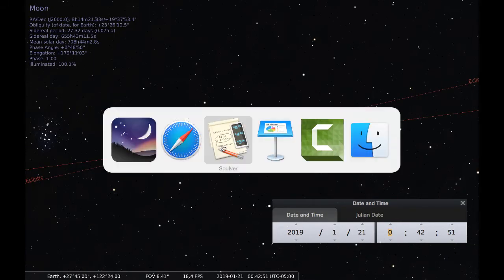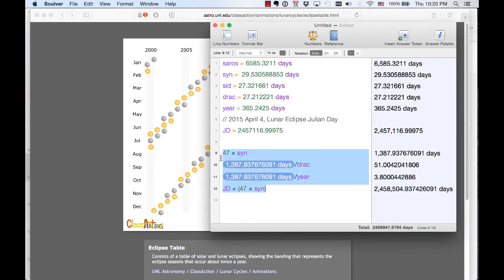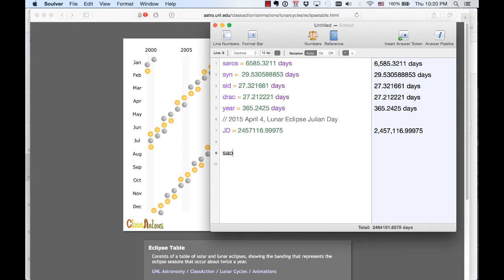Let's see, other cycles. One of the famous ones actually is the Saros cycle. So a Saros cycle is an integer number of synodic months. It's 223 synodic months, 223 cycles of full moons. It's also an integer number of draconic months. It's 242 cycles around the orbit. Just by convenience, it's also an integer number of sidereal months. That's one time around relative to the stars. So the moon comes back to the same place in its orbit.